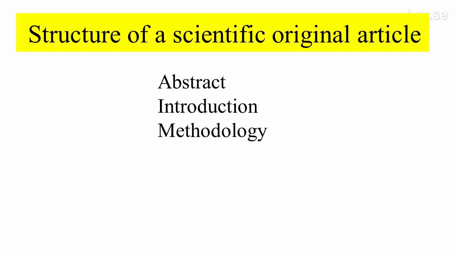The requirements for how a scientific paper is structured varies within different disciplines. However, the basic structure remains the same. Abstract, introduction, methodology, results, discussion, and references.